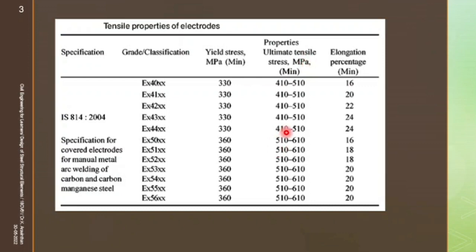Around this 400 to 500 value, you will get the ultimate tensile strength. If you have 500 Newton per mm square, it is 50, 51, 52, like that. You can see that elongation is very less here. These are the tensile properties of a welding. Elongation starts from 16 percent and goes up to 20 percent.